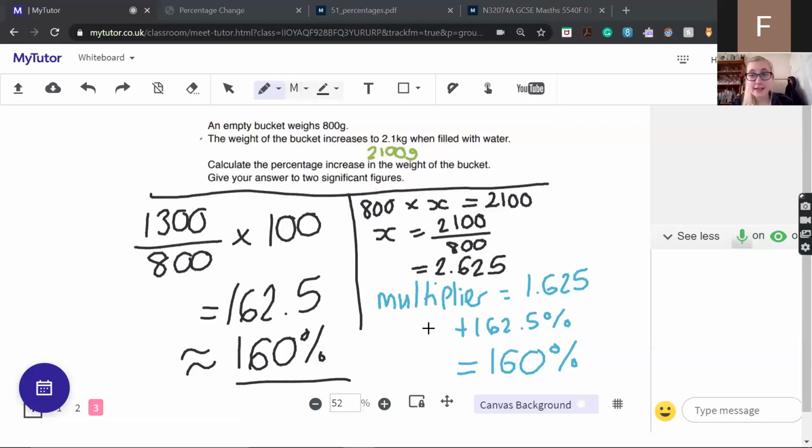So significant figures means that you find the first non-zero. So in our case, it's here, it's this 1, and then you count 2 figures, so 1, 6, and then you round it at this point. Hopefully that makes sense. Okay, cool.